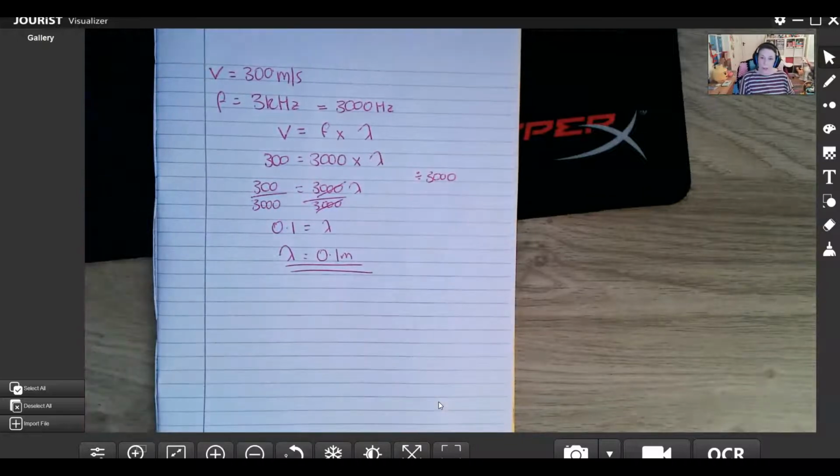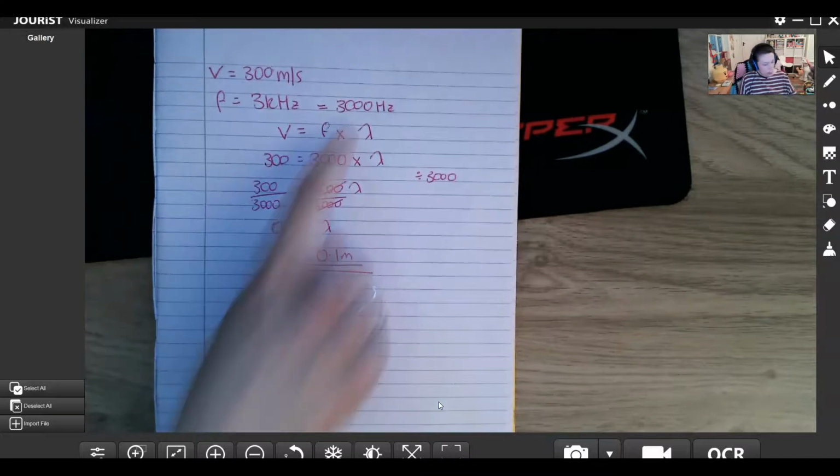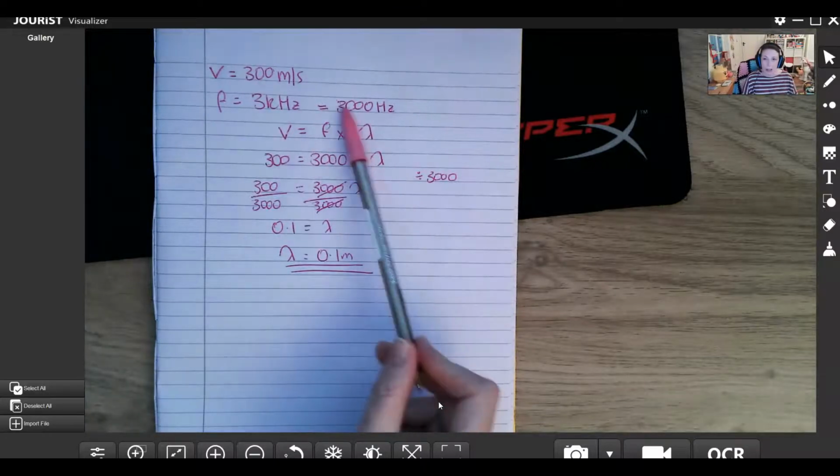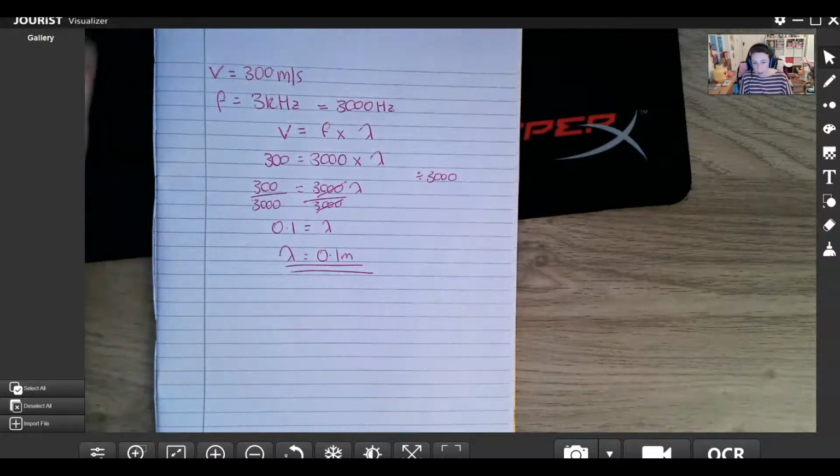Again, a question that would be on foundation and higher, but the kilo makes it a little bit harder. So it would probably be out of 3, and you'd probably get a mark for changing the kilo into 3,000. Look at the next one.